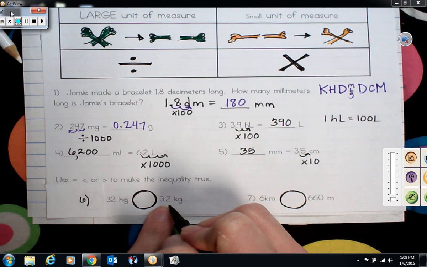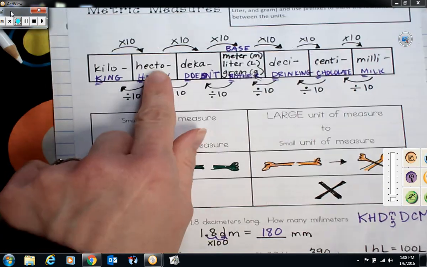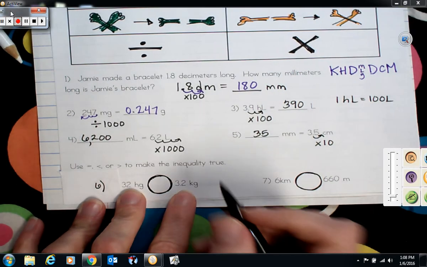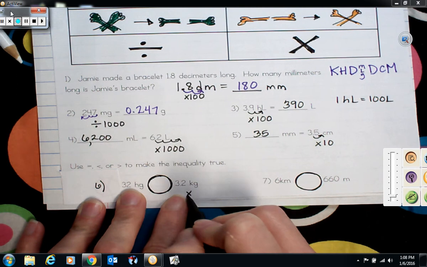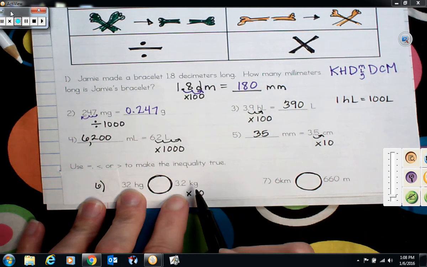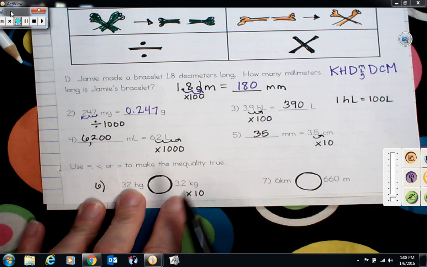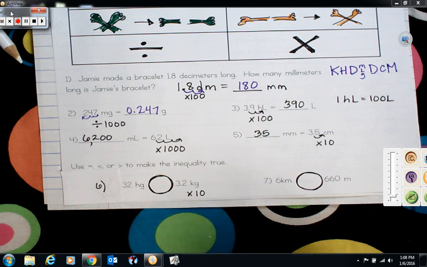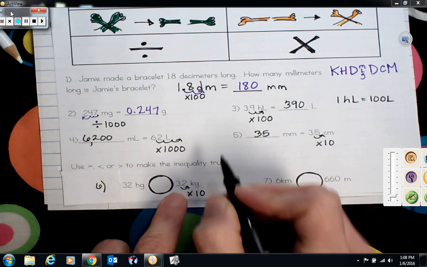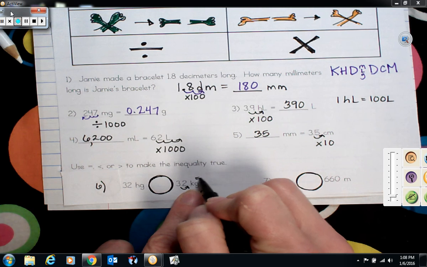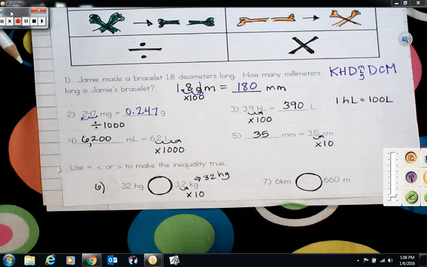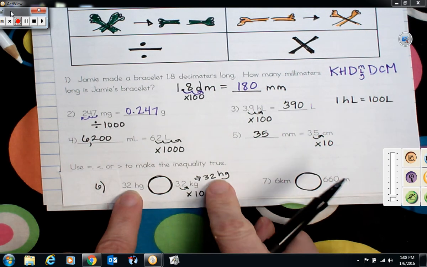then if I look up here at this original chart, a kilogram is 10 times as big as a hectogram. So there are 10 hectograms in every kilogram. So I'm going to multiply by 10. I'm going from kilogram to hectogram. So that means I'm going to multiply because a kilogram is larger than a hectogram. One place to the right. So this is equal to 32 hectograms. So then I can tell that 32 hectograms is equal to 32 hectograms.